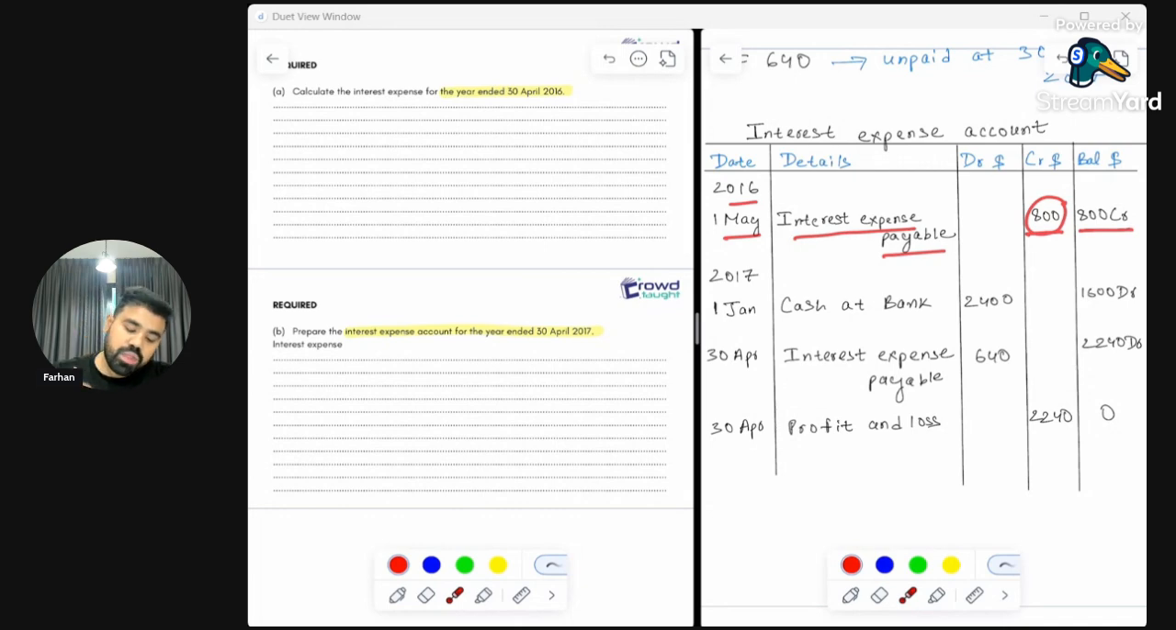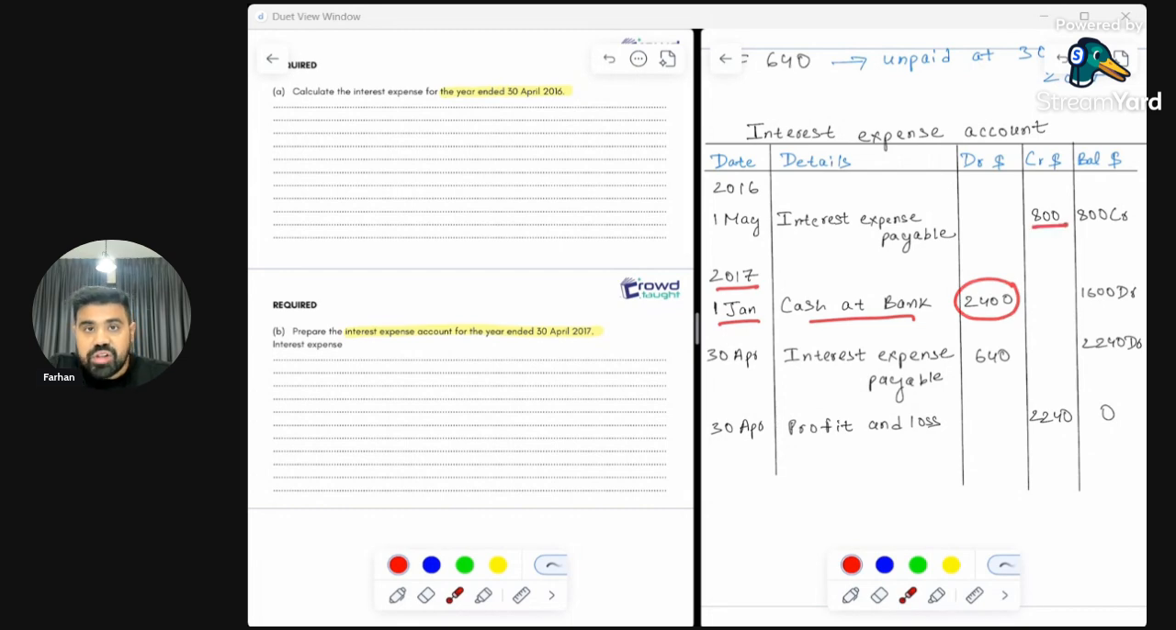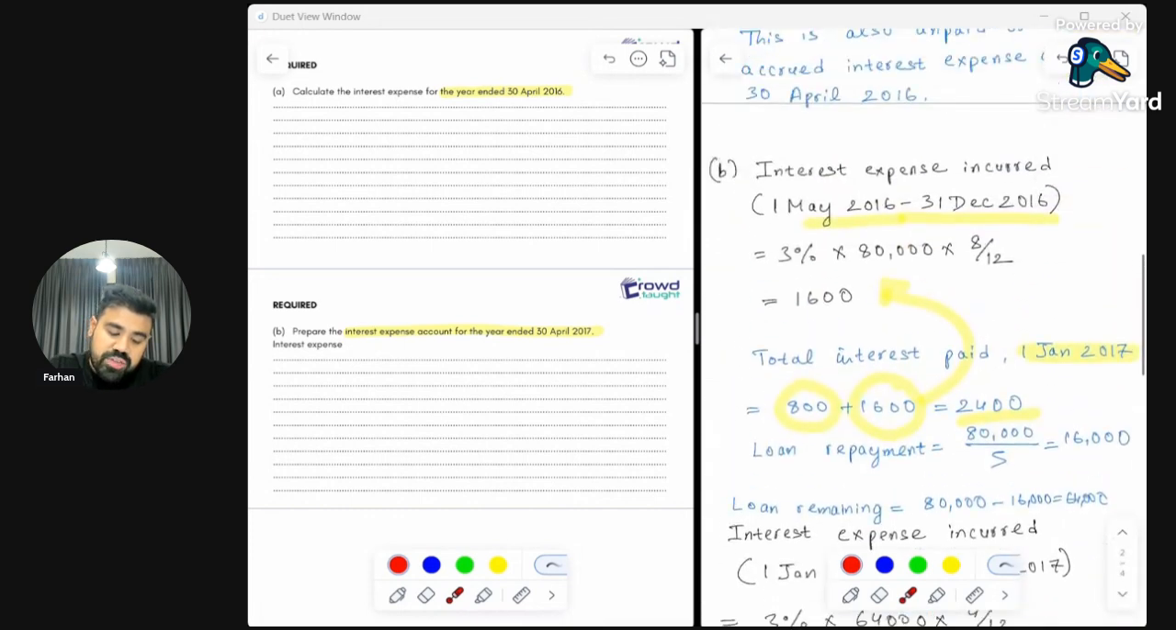Okay. Now, what's the next thing that happened in this financial year? We know we have made the repayment on 1 Jan. So I'm starting with 2017, 1 Jan, and I've made the repayment using our funds available in the cash at bank account. The total repayment I made was $2,400. How did we get $2,400 again? It was the $800 that we had at 30 April 2016, which was the owing balance, plus an additional $1,600, which we calculated for the months of 1 May 2016 until the end of 31 December 2016, right? So altogether it was $2,400.